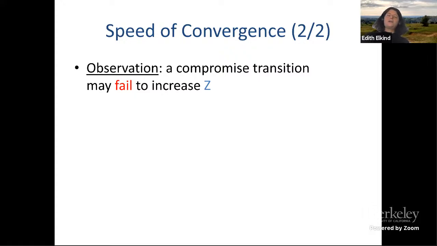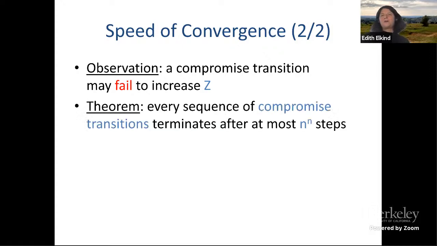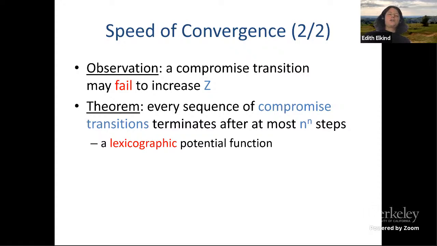Now, if I talk about compromise transitions, it's slightly more complicated, because in a compromise transition, remember, agents break off from 2 existing collisions, form a new one and leave parts of the old collisions behind. So this may fail to increase this particular potential function. But you can define a different potential function, a lexicographic potential function, that would actually increase at each step. So convergence is still guaranteed. From this argument, we don't have a polynomial bound on the speed of convergence.